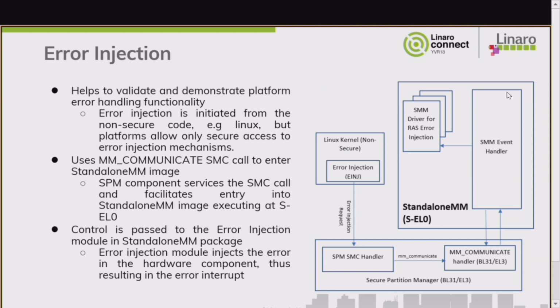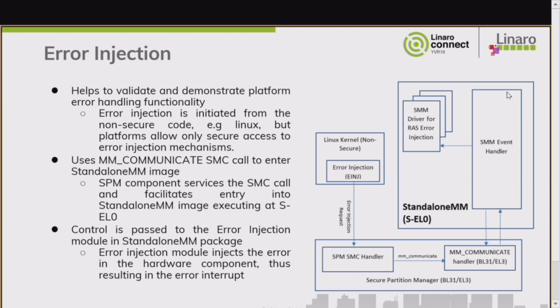But on the ARM platform, there are cases where the registers which the Linux kernel needs to access are behind a secure access. In which case it's not possible to use an EINJ table as of now. So we still have to work on that. But for the purposes of validating this flow, the other mechanism that has been implemented on the SGI-575 platform is to use an SMC call and get into the secure partition manager.